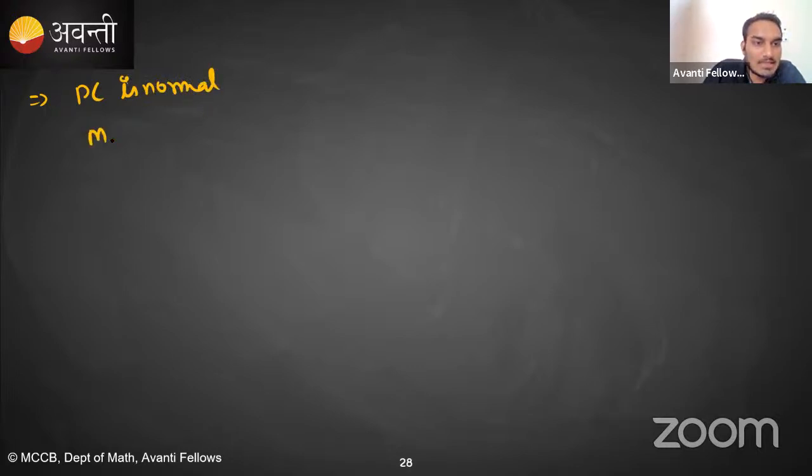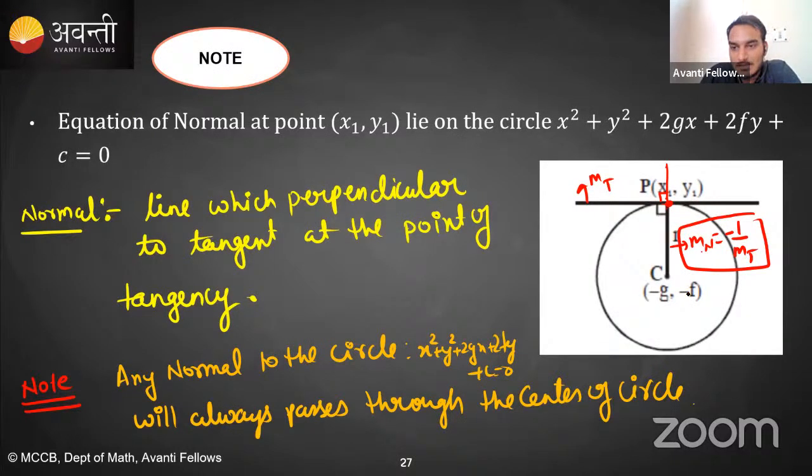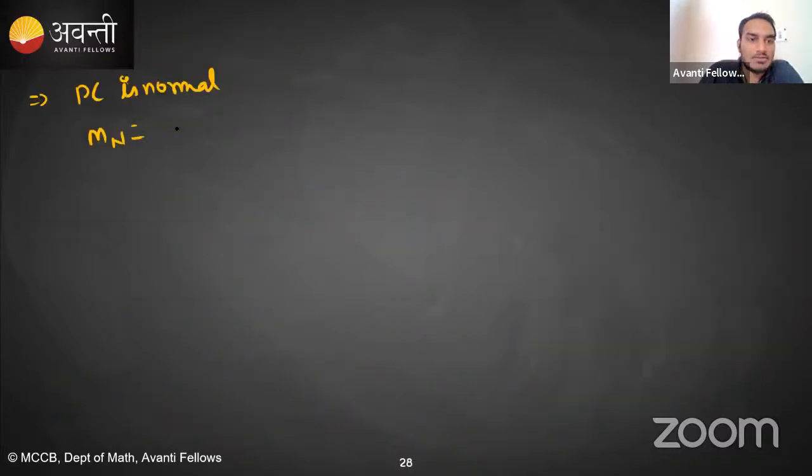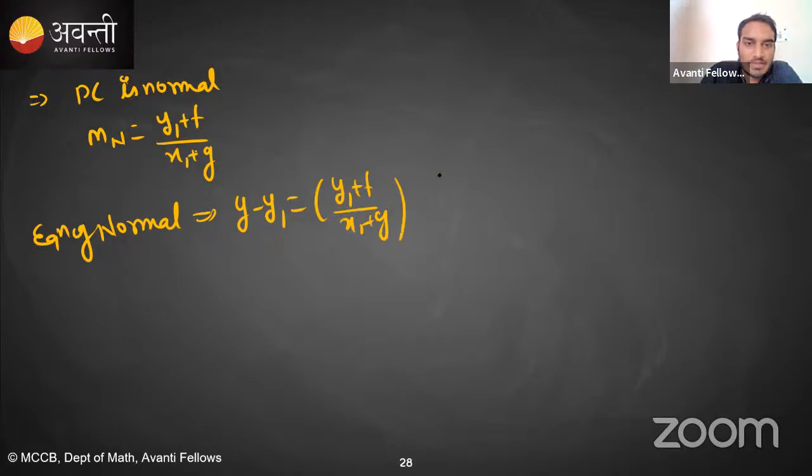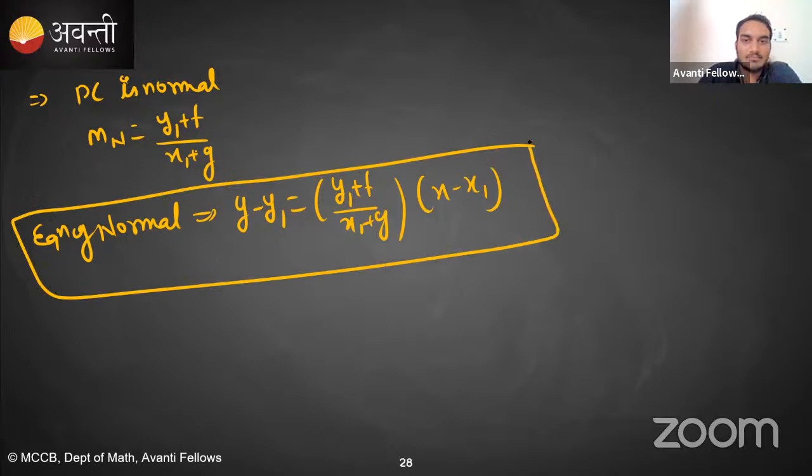So what is the slope of PC, which is the slope of the normal, at point x1 comma y1? It is y1 minus this point upon x1 minus this point. So slope of normal is y1 plus f upon x1 plus g. So the equation of normal: slope we know, point we know, the point is nothing but x1 comma y1. So y minus y1 is equal to the slope, which is y1 plus f upon x1 plus g, into x minus x1. Is this clear, student?